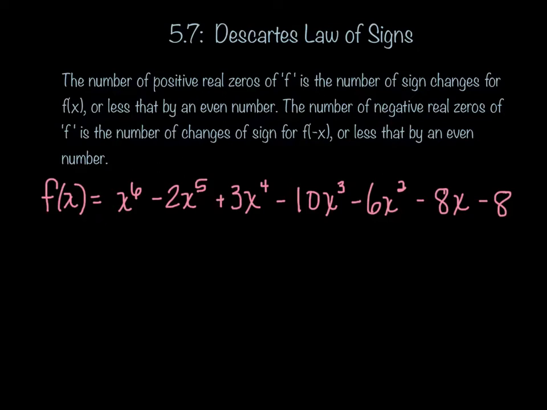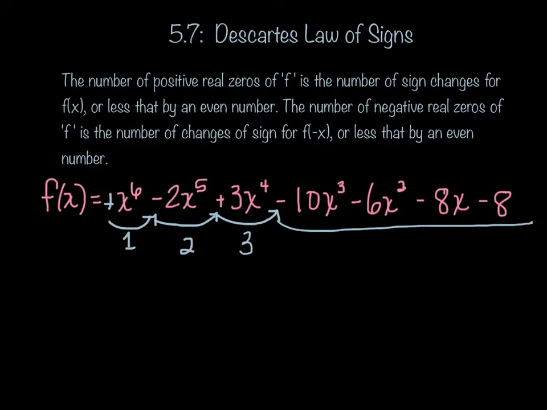So we're going to take this first function, f of x, and I want you to look at it, and I want you to realize that the first term in this is positive. And I'm looking for sign changes, so I'm going from a positive to a negative. That's my first sign change. A negative to a positive, that's my second sign change. Positive to a negative is a third sign change, and then there are no more sign changes to the end. Everything stays negative. So there are 3 sign changes.